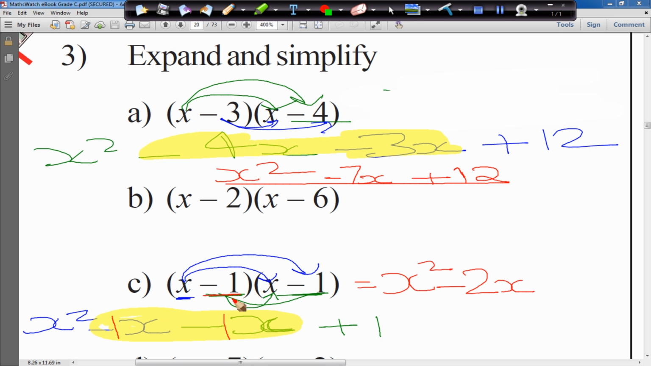So now we've done the blue parts. We simplify this part here and then we've got just the plus 1 left. Okay, and that's the end of that question. What I'd like you to do now is question B and question D on question 3. Can you please do it for me while I pause it?